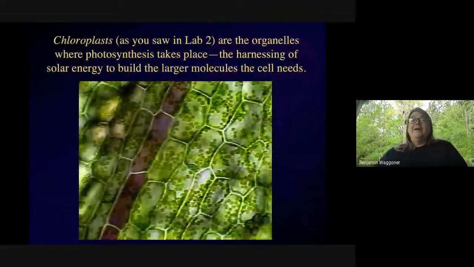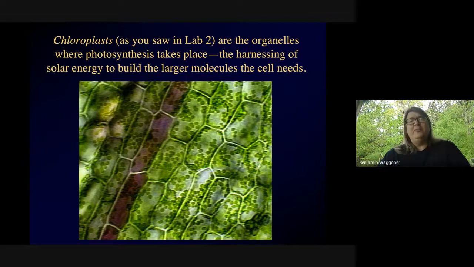Way back in the second lab, you saw those green dots called chloroplasts. Chloroplasts are the organelles where photosynthesis takes place. And again, there's some beautiful chemistry here that for our purposes, we're not going to get into because we haven't got time. Let's just say that chloroplasts are able to harness solar energy to build larger molecules that the cells need out of small molecules, carbon dioxide and water.